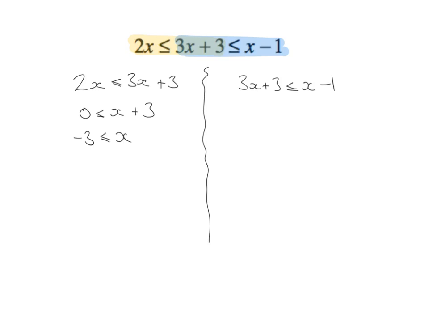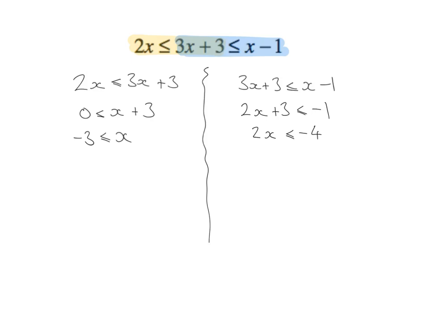So I've now solved that left-hand inequality. I'll do the same for the right-hand side. So first of all, I'll sort my x's out. I'll take away x from both sides. So 3x take away x is 2x plus 3 is less than or equal to minus 1. Now I want to get rid of that 3, so I'll subtract 3 from both sides. That gives me 2x is less than or equal to minus 1 take away 3, that's minus 4.